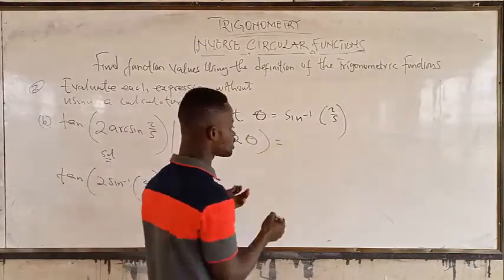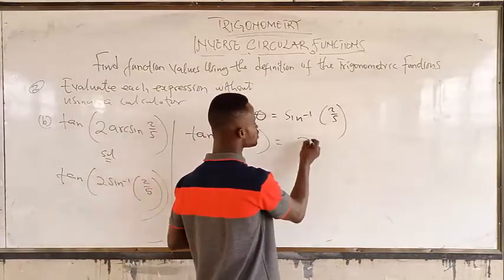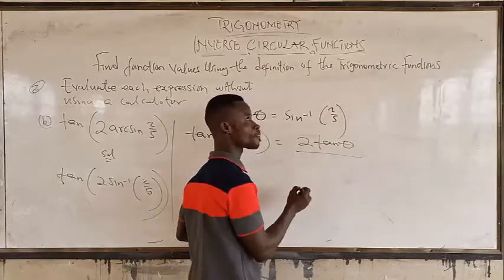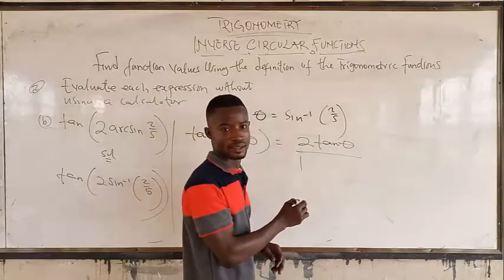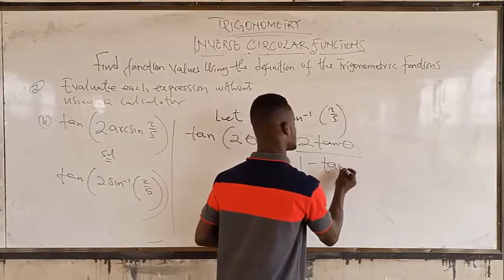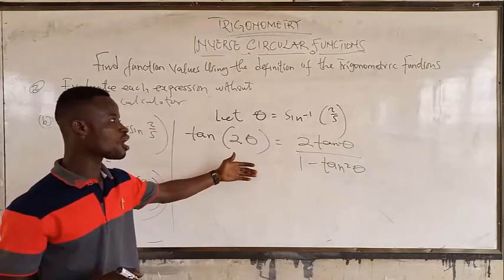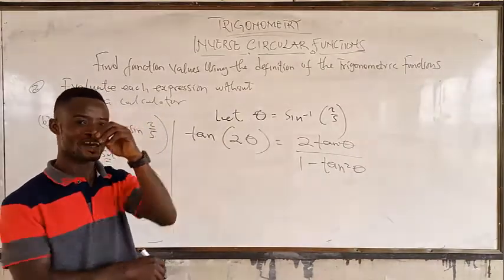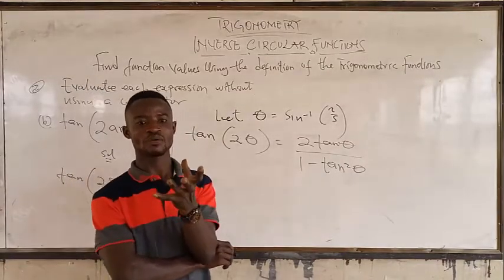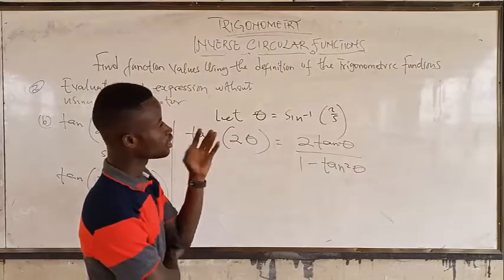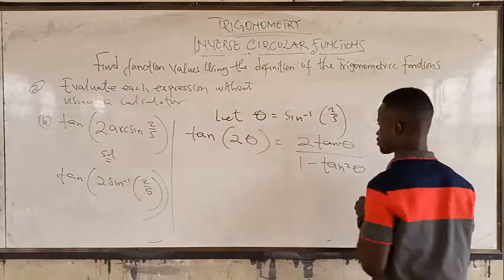And tan 2 theta is a double angle. The formula for this double angle is going to give you 2 tan theta over 1 minus tan square theta. This is the formula for the double angle. I like this. So do you know what we need to go for? Don't worry.